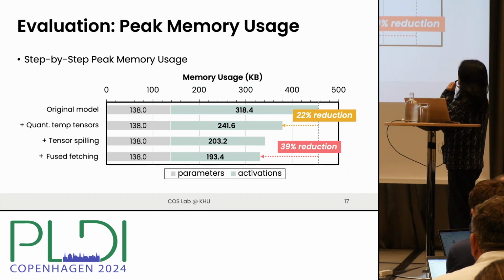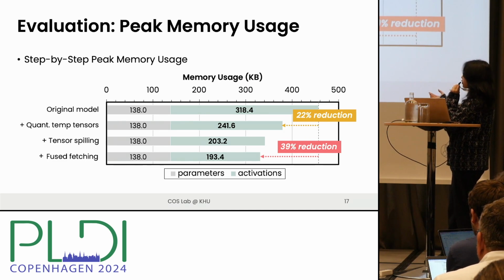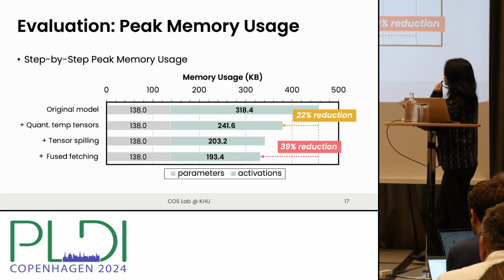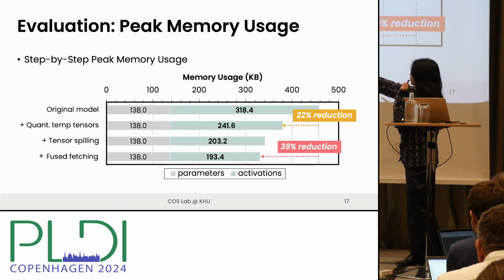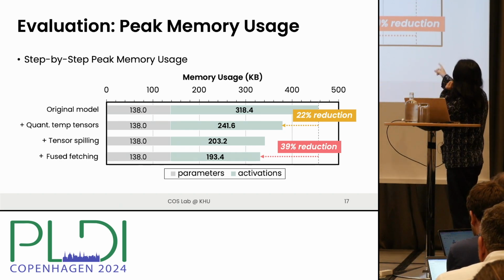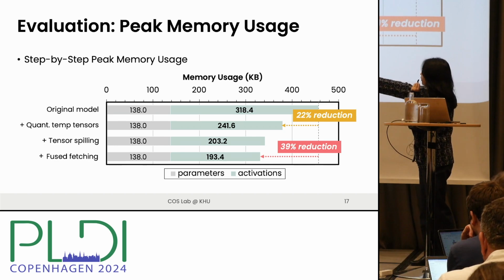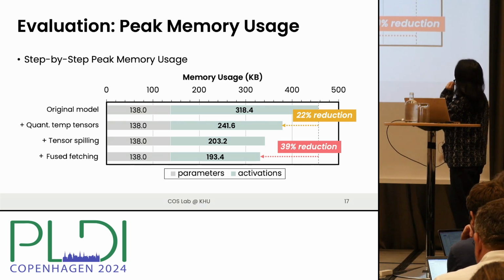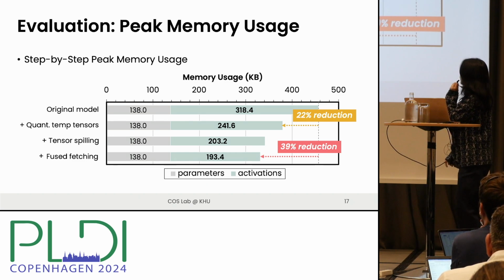So we examined how the peak memory usage changed when we apply the proposed method step by step. After we apply the temporary tensor quantization, we could obtain a 22% memory size reduction. And when we apply tensor spilling and fused fetching together, we could obtain the final memory reduction of 39%.